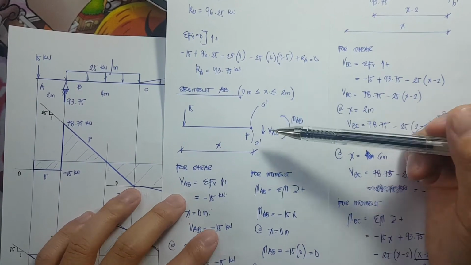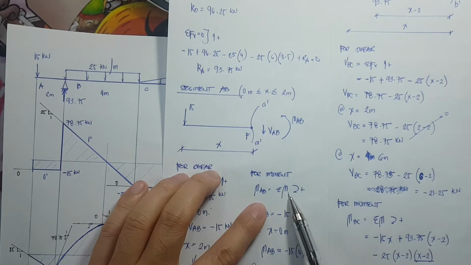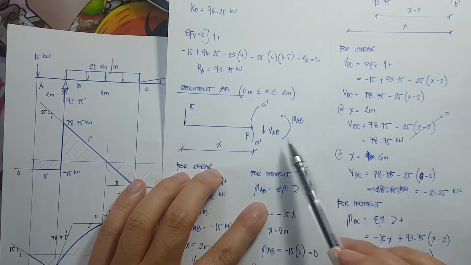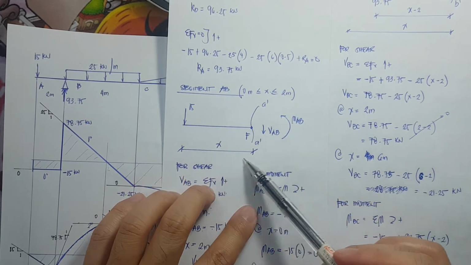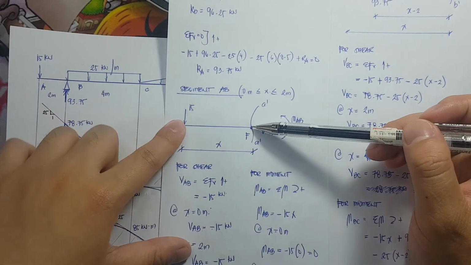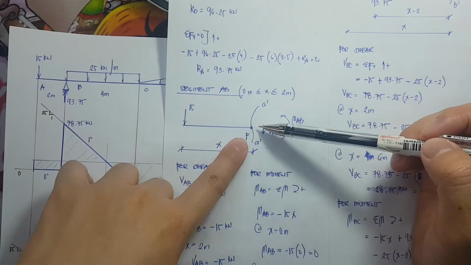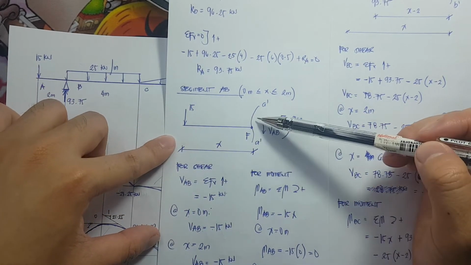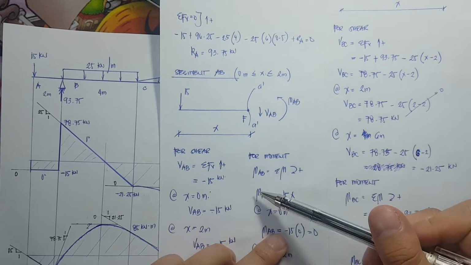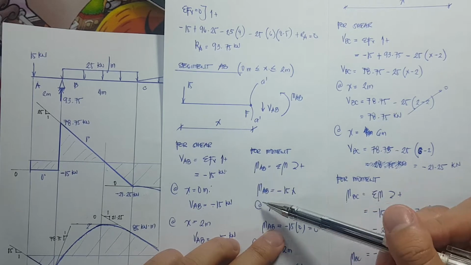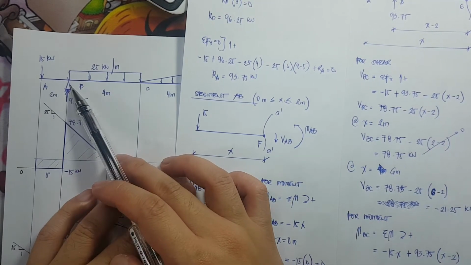Next, we have here the moment. For the moment, it is simply the summation of moments with respect to point F. So, what are the forces that are going to rotate with respect to F? We have here 15 with a lever arm of x, and it is rotating counterclockwise, therefore it is negative. Therefore, this negative 15x would be my equation for moment for segment AB only.